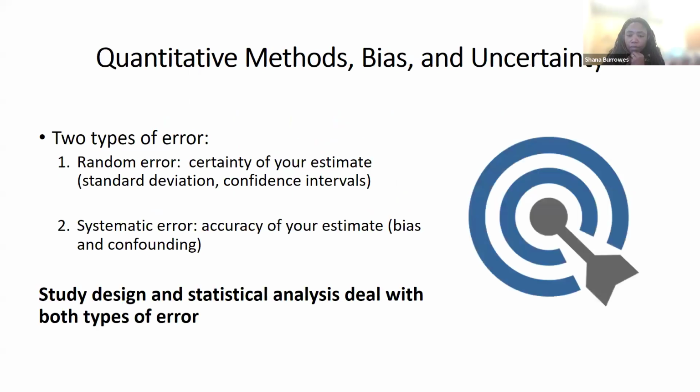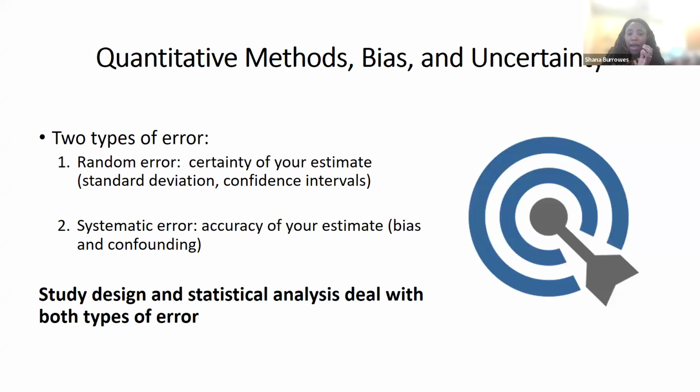So when we're thinking about quantitative methods and the types of error we can address, there are 2 broad categories. You have random error, and that impacts the certainty of your estimate. The certainty of your estimate you can indicate by your standard deviations and your confidence intervals. And then you have systematic error, and that's the accuracy of your estimate. So how close is your estimate to the real truth? And that's impacted by different forms of bias and confounding.